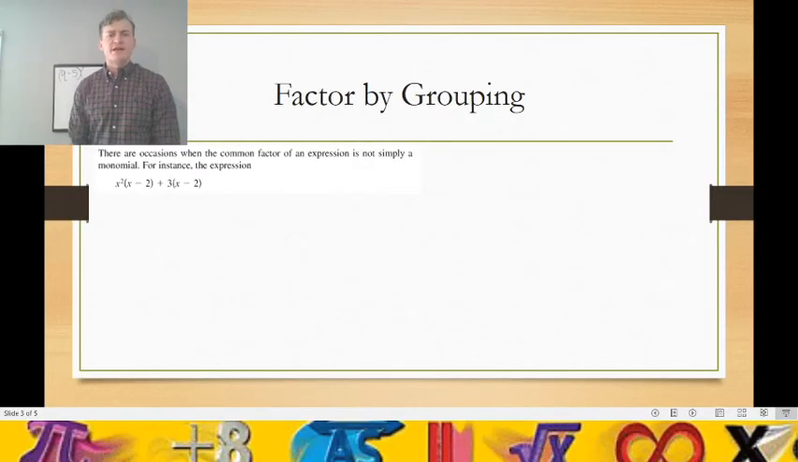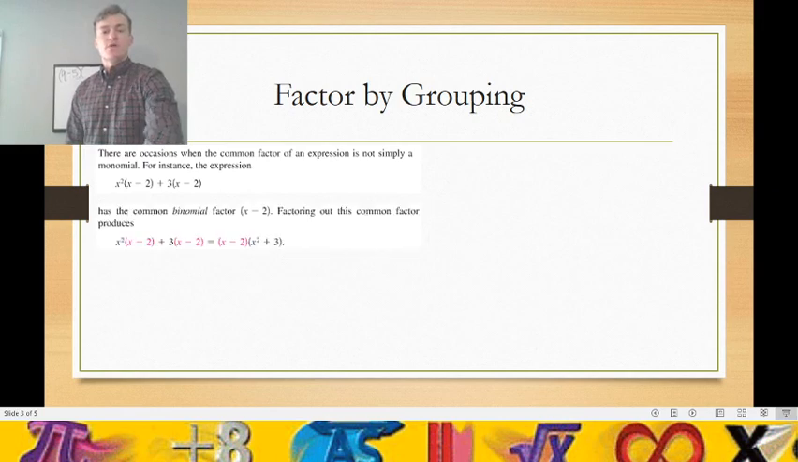This last objective, factoring by grouping. There are occasions when the common factor, as we've seen in a previous slide, is not simply a monomial or one number or one variable or the product. For instance, the expression x squared multiply x minus 2 plus 3 multiply x minus 2 actually contains a binomial factor for each term. Thus, our common binomial factor, x minus 2, is our greatest common factor.